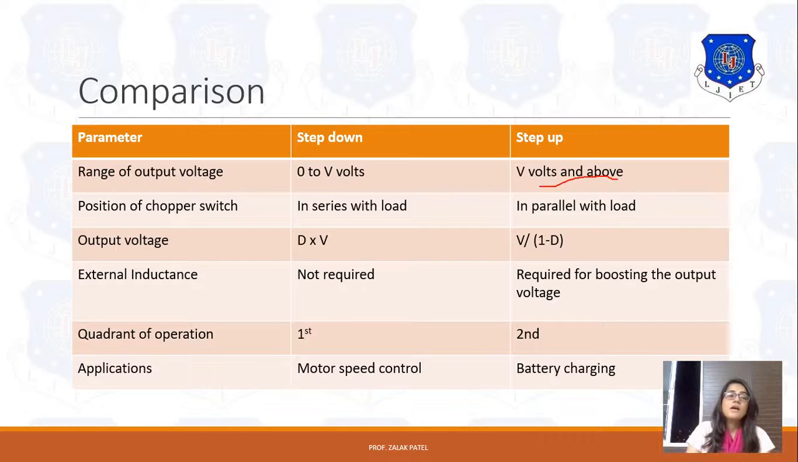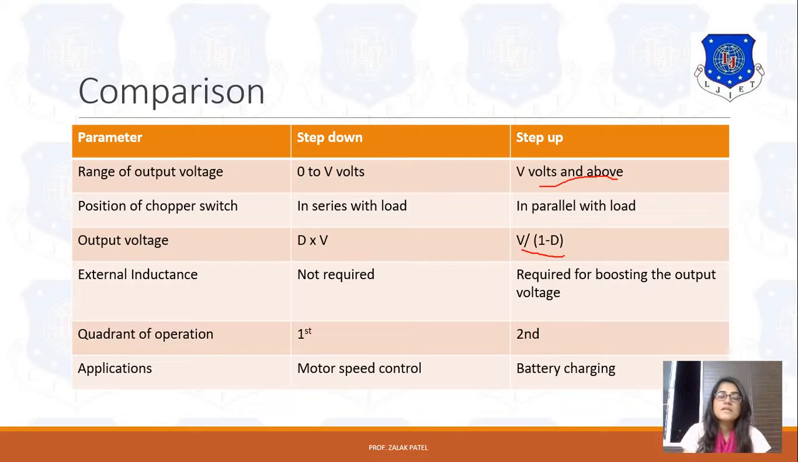Now let's take another parameter, that is position of chopper switch. In case of step up, we have already seen in the block diagram that the switch, means SCR, is connected in parallel with the load, and in case of step down, it is in series with the load. Output voltage in this case we already proved, V upon 1 minus D, and in case of step down, it is D into V, means duty cycle times voltage. External inductance here, it is not required. In the step up, it is required for boosting the output voltage.